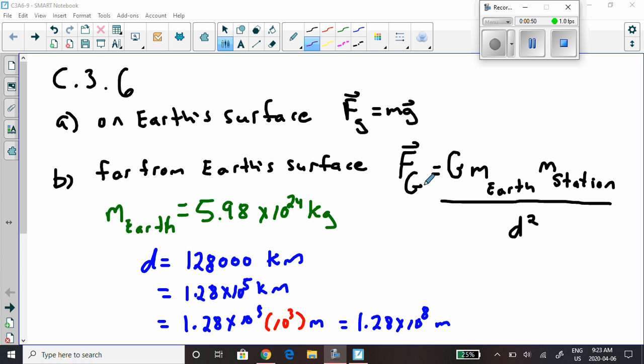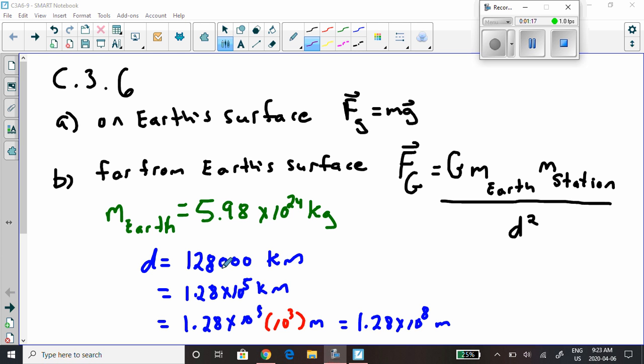Then we have right here the equation you need to use. Force of gravity is equal to G, big G, the universal gravitational constant, times the mass of the Earth, which we looked up, times the mass of the station, which we're told in the question, divided by how far apart they are from each other squared. Now, in the first one, they tell you that it is 128,000 kilometers away from the space station to the Earth. That's how far apart they are.